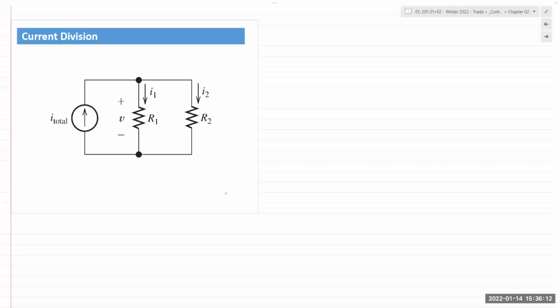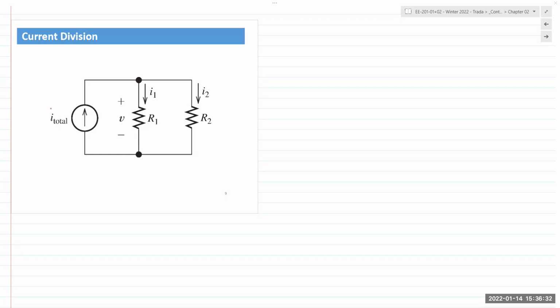In this video, we are going to discuss current division. Similar to voltage division, the current division principle allows us to determine the current through a particular resistor directly without applying Ohm's law. So let's take a look at this circuit example.